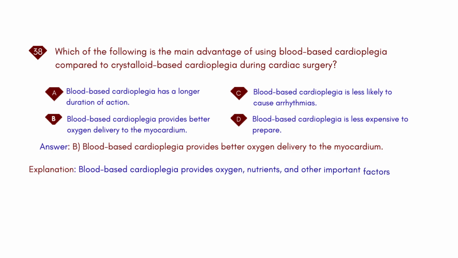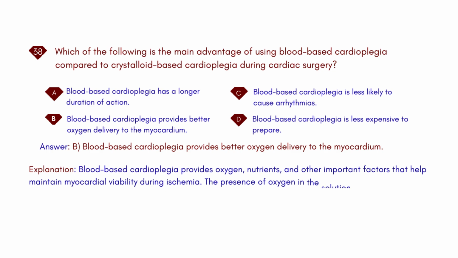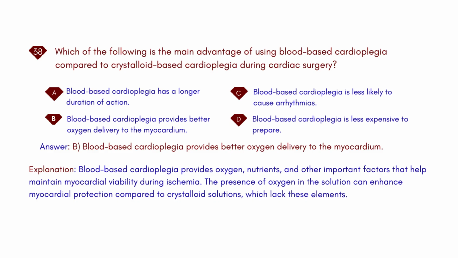Explanation: blood-based cardioplegia provides oxygen, nutrients, and other important factors that help maintain myocardial viability during ischemia. The presence of oxygen in the solution can enhance myocardial protection compared to crystalloid solutions, which lack these elements. Which of the following is the most likely consequence of prolonged use of cold cardioplegia?